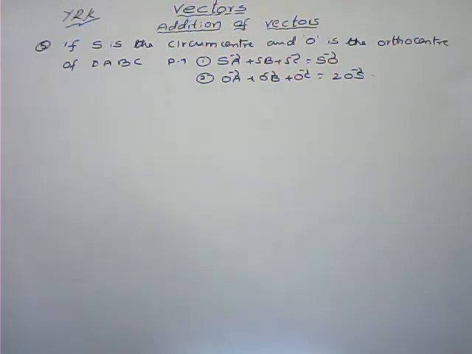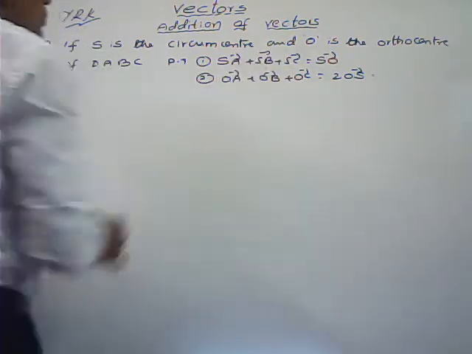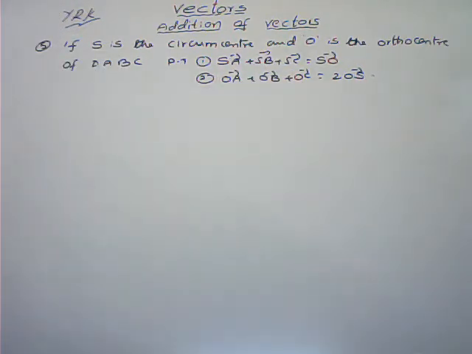Next one. If S is the circumcenter and O is the orthocenter of triangle ABC, here we have to prove that SA bar plus SB bar plus SC bar is equal to SO bar, and OA bar plus OB bar plus OC bar is equal to OS bar. Here O is the orthocenter of this triangle.